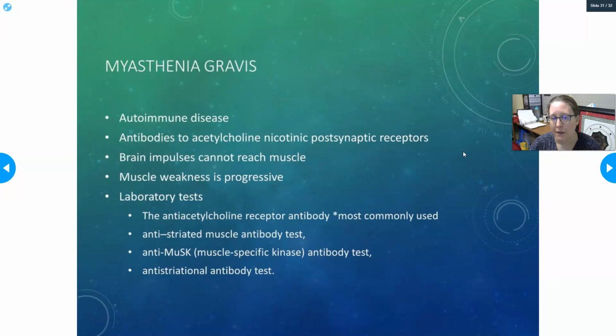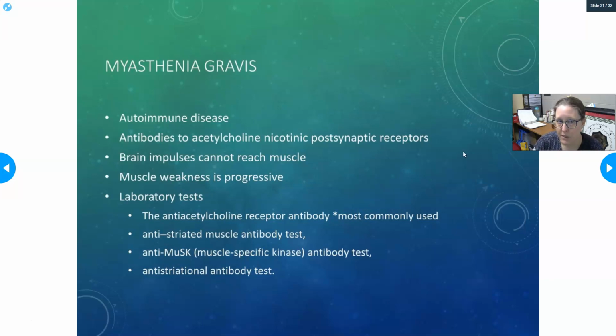And if that doesn't happen, or if there's a problem between the two neurons that connect, and so the acetylcholine cannot transmit that motor neuron signal, then the brain impulses cannot reach the muscle, and so the muscle does not get the signal to contract from the brain. And because the muscle is not getting a signal to contract, it's not being used. Therefore, there will be wasting of the muscle, and that muscle weakness will be progressive as more and more of the receptors get tagged with the antibodies and destroyed.